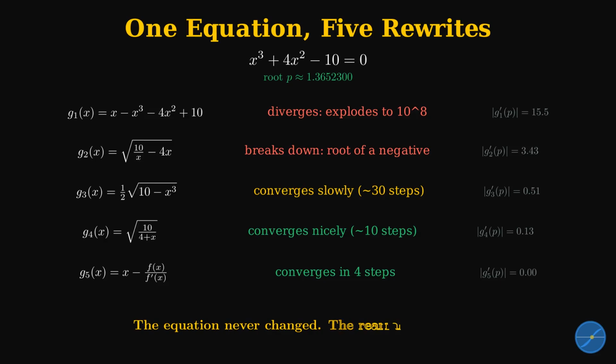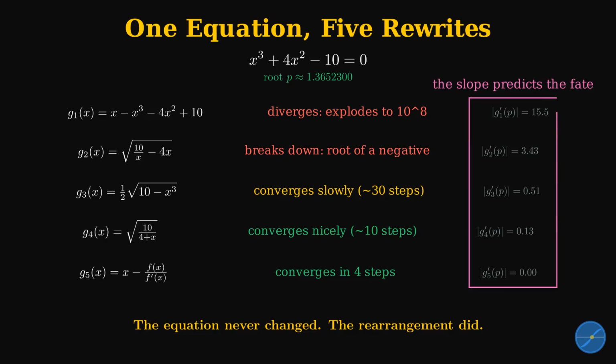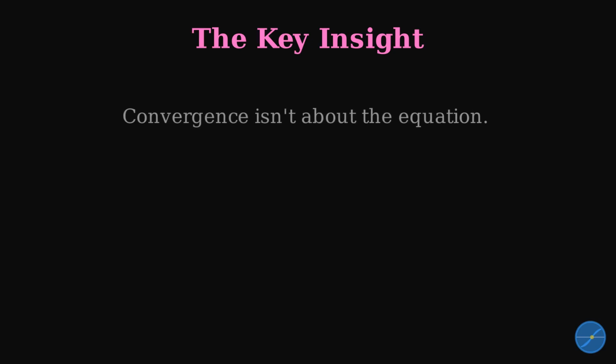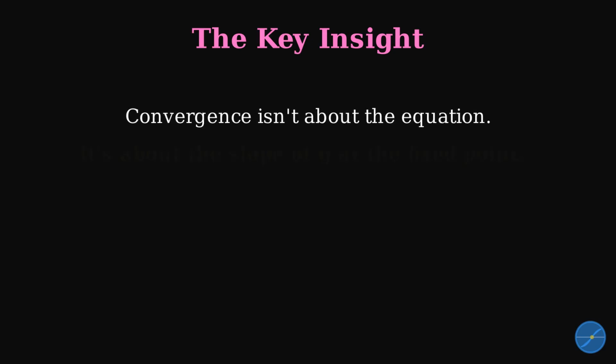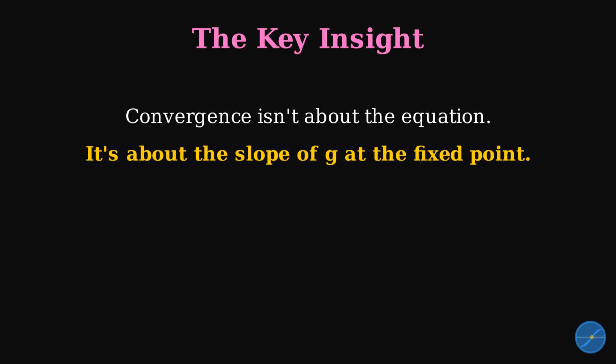Look at that. The equation never changed, only the rearrangement did. And the slope column on the right predicts every single outcome. So here's the key insight, the one to remember. Convergence isn't about the equation, it's about the slope of g at the fixed point.